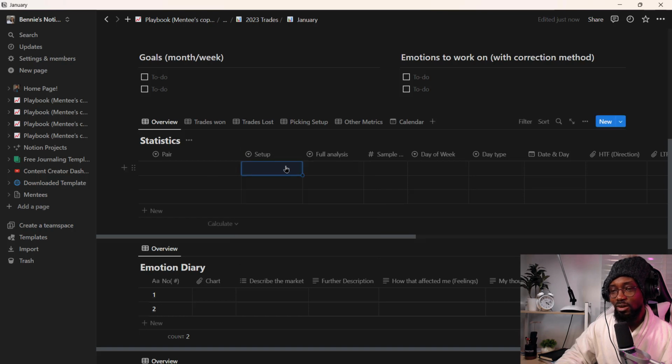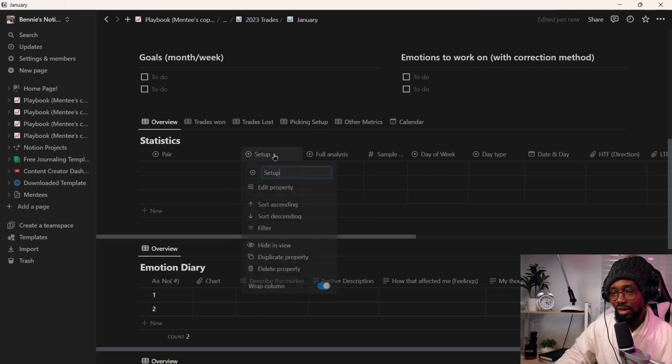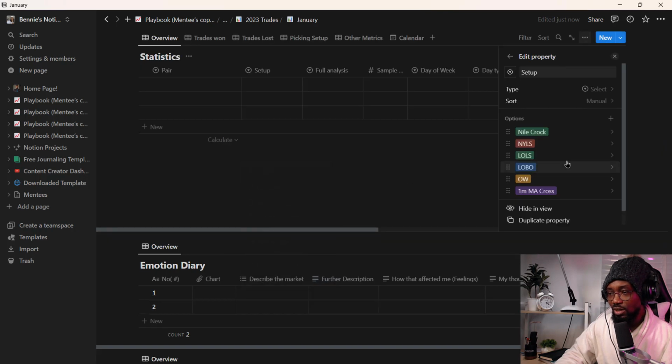Okay, so here, what you have here is the pair. You take the pair, you take the setup. You can adjust all of this. It's very easy. Just right click here and then go to edit properties. Then you can see the plus button. I can use the plus button to add. If you're using maybe change of character, you can add change of character. If you're using flip entry, you can add flip entry.